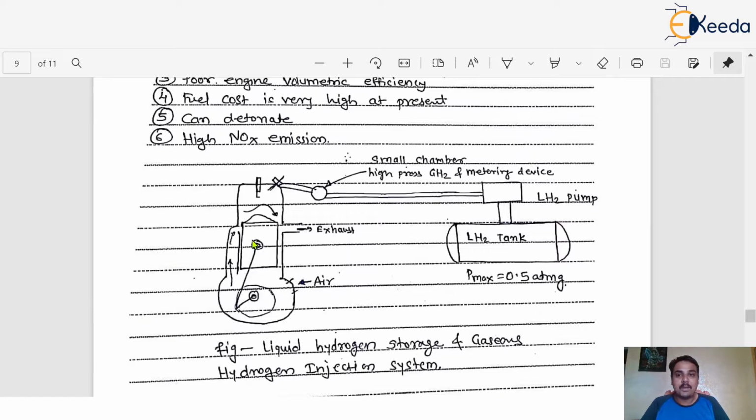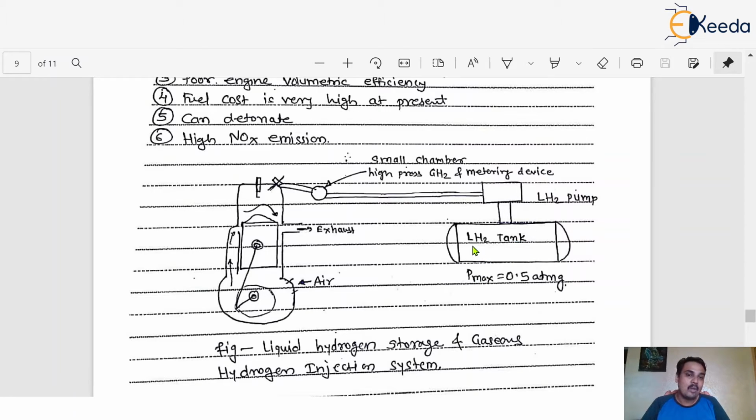Again, with the help of this particular diagram, we can understand how liquid hydrogen can be stored and how the gaseous hydrogen injection system works. Let us consider here one single cylinder engine, and this single cylinder engine is connected to a hydrogen tank along with some subsystems. The piston and cylinder assembly is present over here, and the spark plug and other arrangements are provided along with the system.